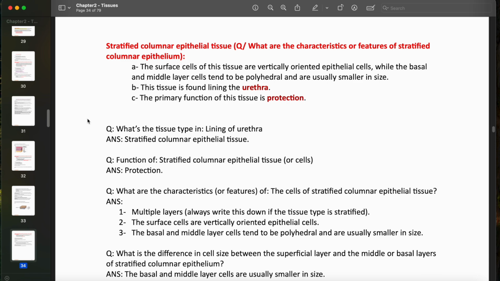The tissue is found lining the urethra. The urethra is just the structure that connects the bladder to the outside, basically. It's the structure that transports the urine from the bladder during urination. Now, the primary function of this tissue is protection.